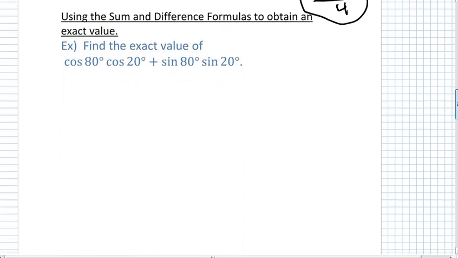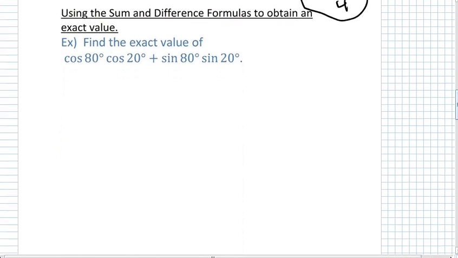Now you can also use the sum and difference formulas to obtain an exact value by working backwards. So I look at this statement here. It says cosine 80 cosine 20 plus sine 80 sine 20. And I'm like, well, I don't know what the cosine 80 and cosine 20 are, so I can't fill that in. But I do know that if it's cosine of an angle, cosine of another angle, plus sine x sine y, that is the same as saying cosine of 80 minus 20, cosine of x minus y.